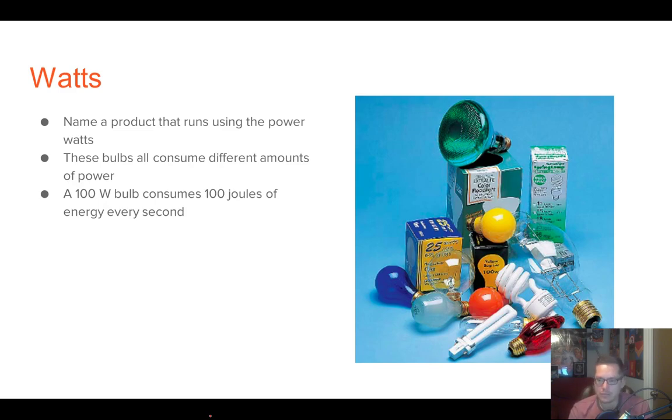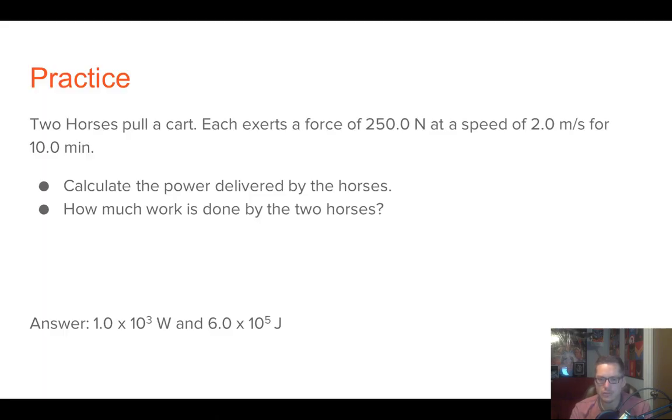Okay, here we go. One last practice problem and we'll call it good. Two horses pull a cart. Each exerts a force of 250 newtons at a speed of 2.0 meters per second for 10 minutes, and we want to calculate the power. Remember, we have 2 different formulas. Power is equal to work over some change in time, but it's also equal to force times the speed, or velocity.